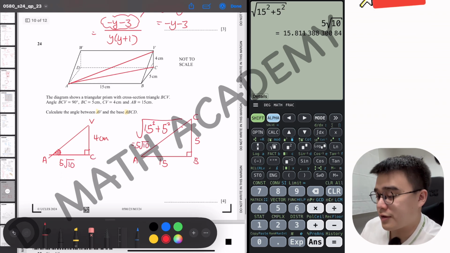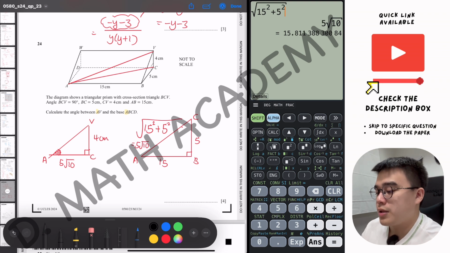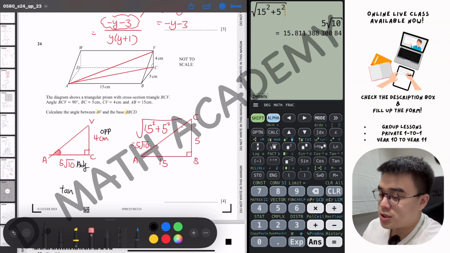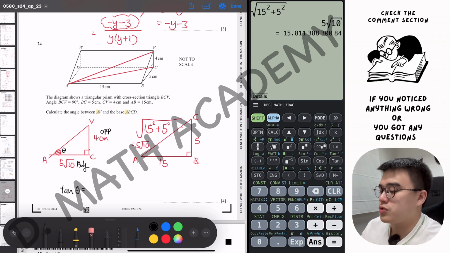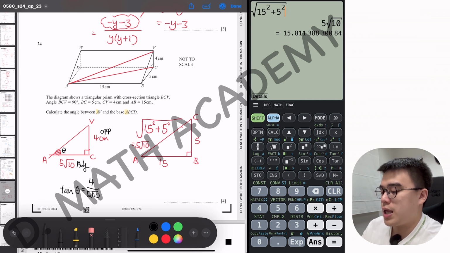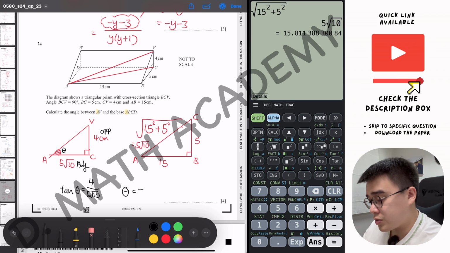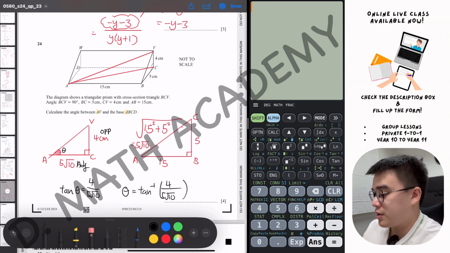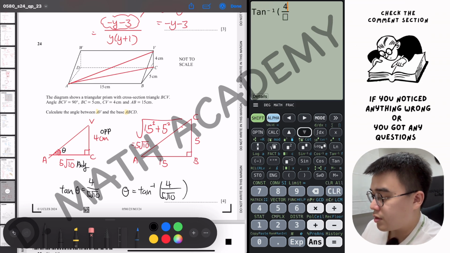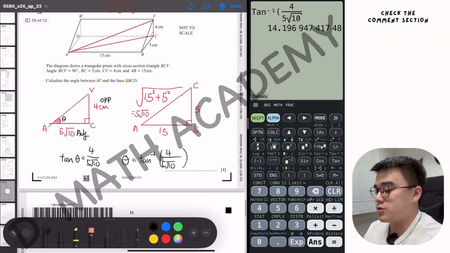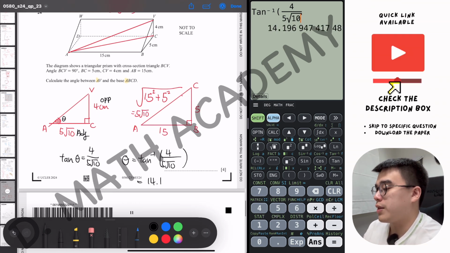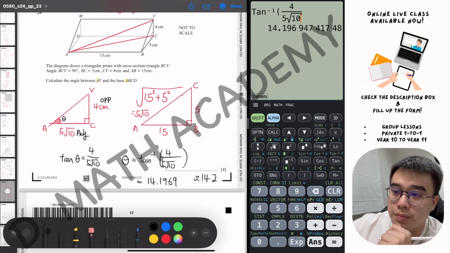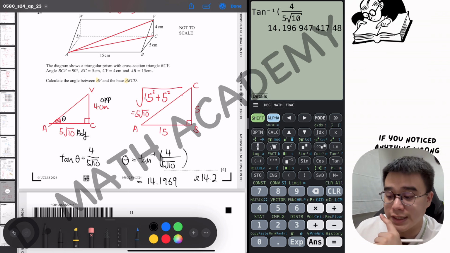we'll be able to find the angle between this. So because this is your opposite, this is your adjacent, tangent theta equals to OA. So the theta value here would just be your tangent inverse for 5 square root 10. And the final answer turns out to be 14.1969, which is approximately 14.2 if we were to complete and find the full calculation here.